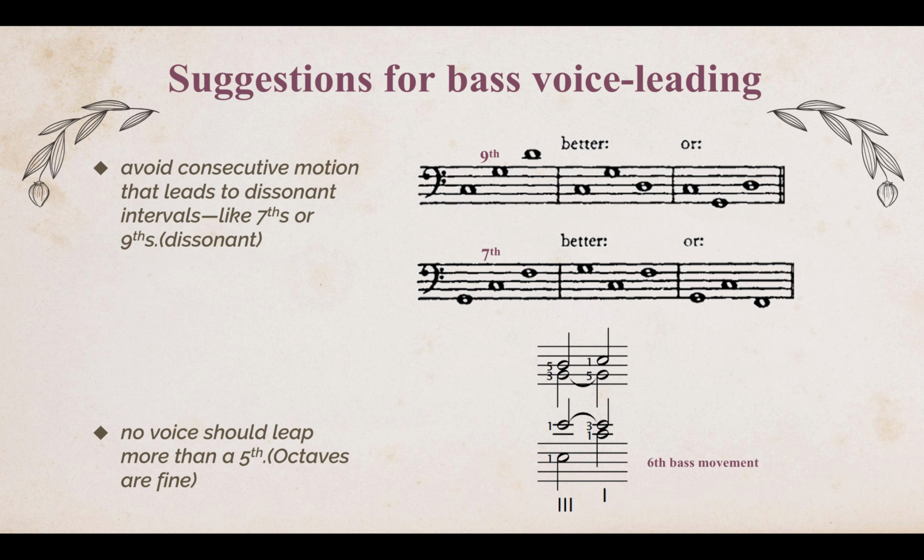Yep, the contrary motion sounds much smoother, while the consecutive dissonance feels kind of jarring. Second tip. No voice should leap more than a 5th. Octaves are fine, of course. They're naturally consonant. 7ths are obviously dissonant, so they're out. But what about 6ths? They're not used much either, mainly because they sound kind of odd and unfamiliar, and they can easily lead to rule-breaking moments. We'll talk more about that in the future.